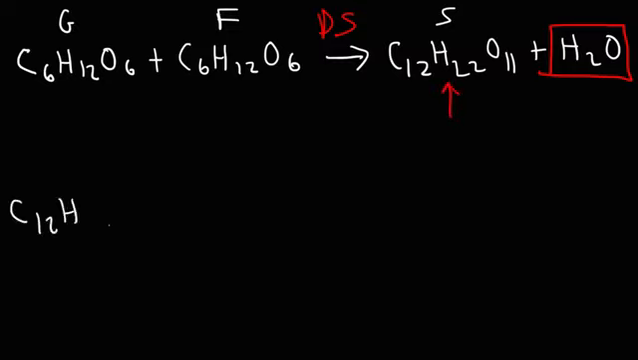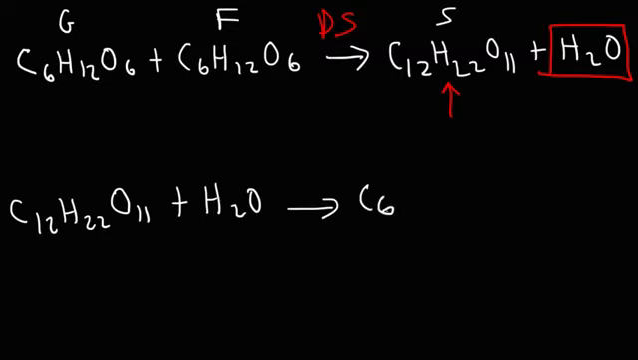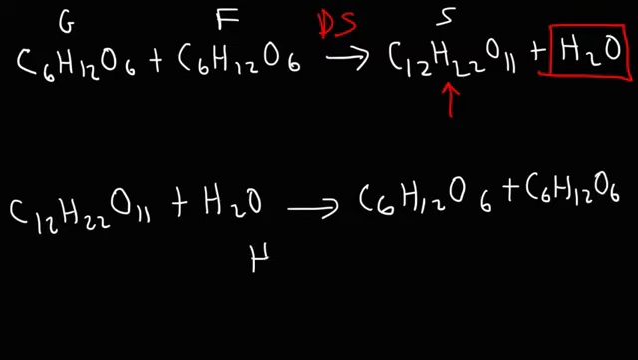Now, let's say we were to start with sucrose and add water to it. You may need to add an acid catalyst to speed up the process. But sucrose plus water can go in reverse. It can break down into glucose and fructose. So in this direction, the reaction is no longer a dehydration synthesis reaction, but it's called a hydrolysis reaction. Hydro, we're using water. Lysis means to split apart. So we're using water to split apart sucrose into its component forms, glucose and fructose.